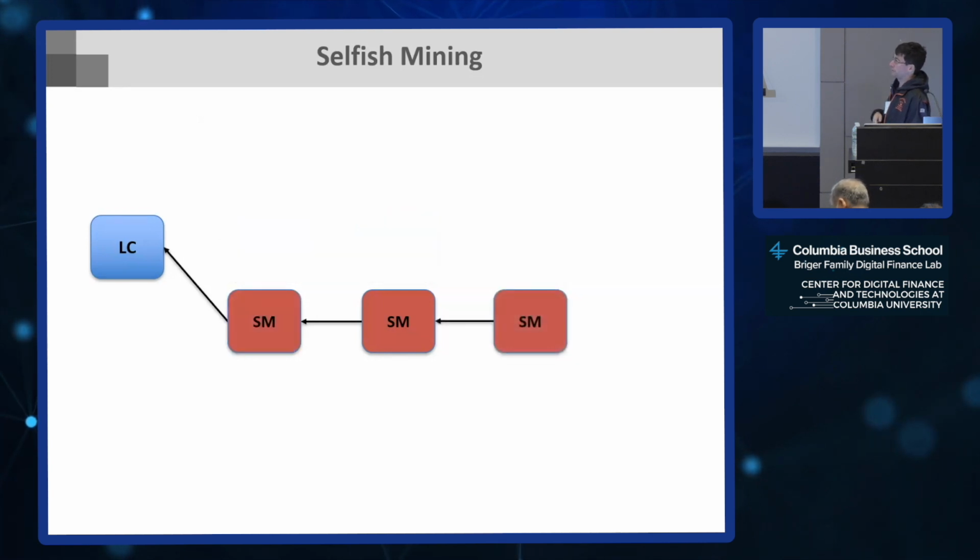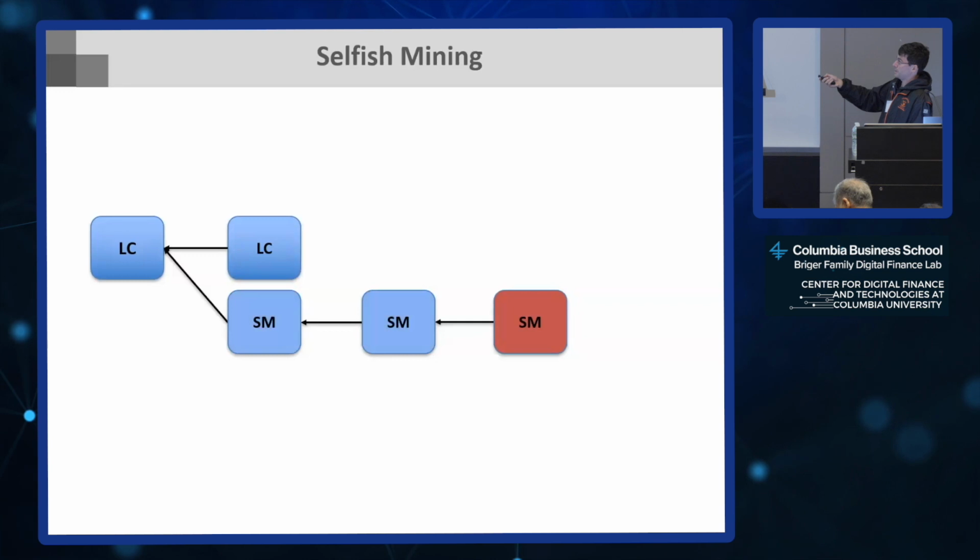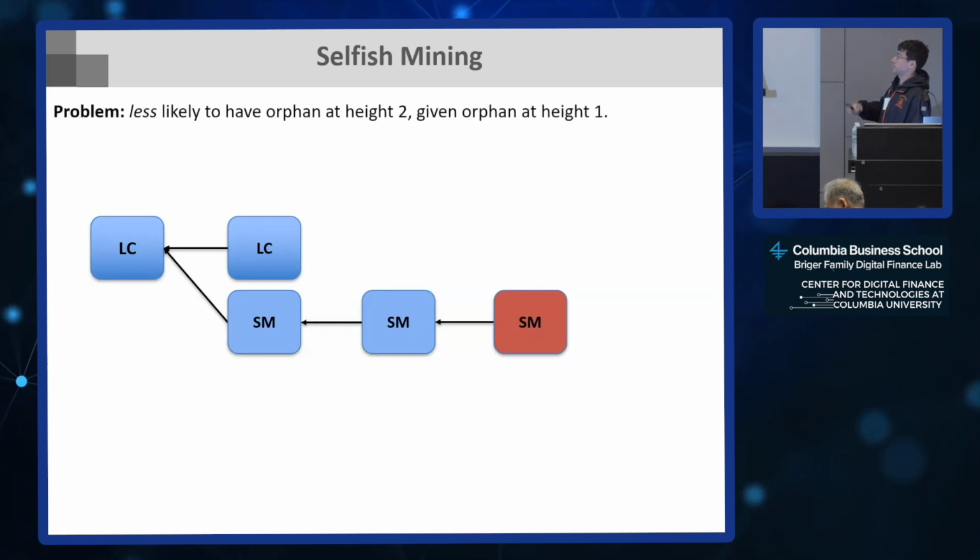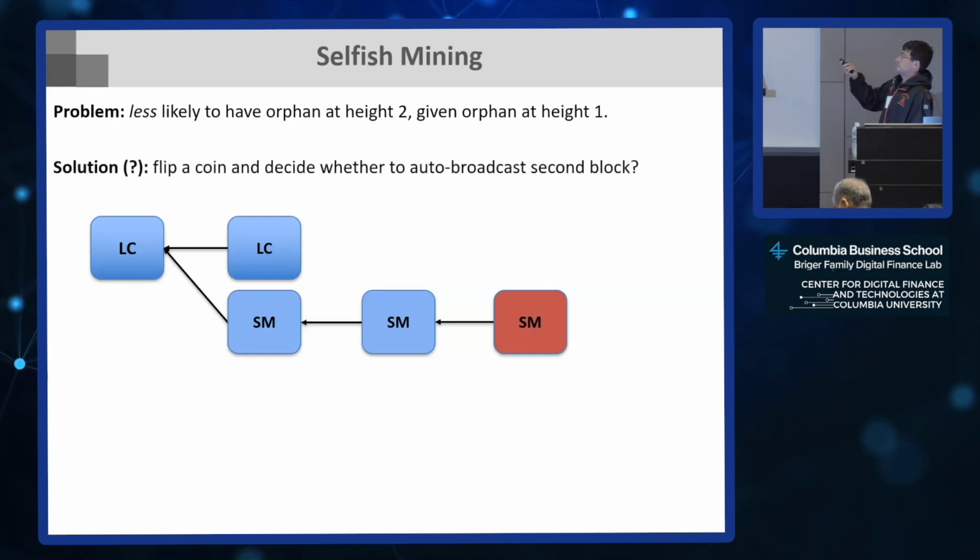What's another thing you can do? You could say, the moment this happens, just immediately broadcast both. That would still be profitable. Now the problem is you're less likely to have an orphan at height 2, given that you had one at height 1. So this doesn't seem so hard yet: maybe what you should do is flip a coin to decide whether you auto-broadcast the second block or not. That seems like a good place to start.